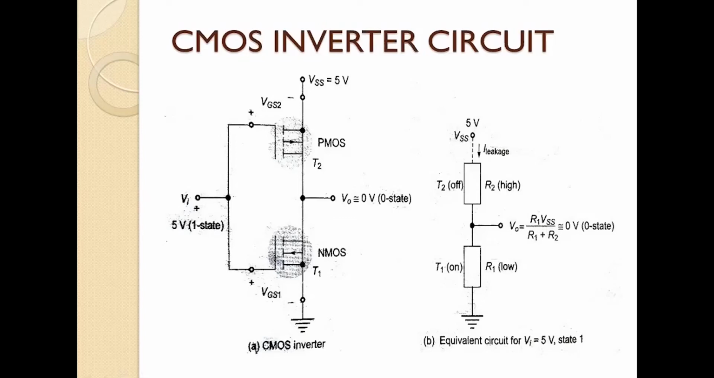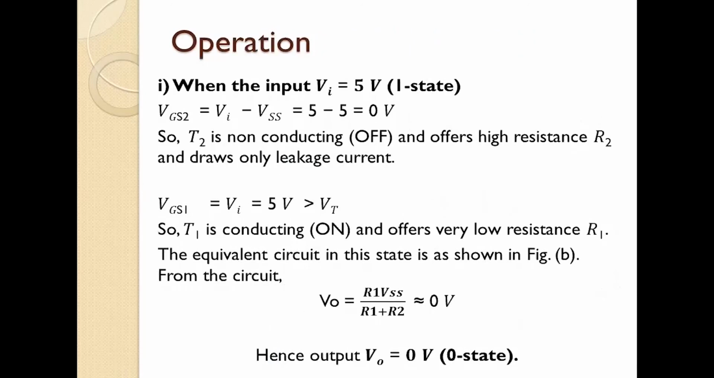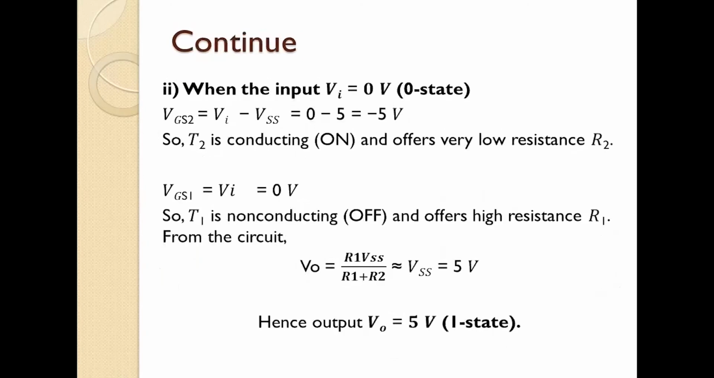What is your input voltage? 5. What is your output voltage? 0. So whatever your input, it gives the inverted output. Hence the output V0 is equal to 0 volt or 0 state. Clear? When the input Vi is equal to 5 volt or 1 state, your output V0 is equal to 0 volt or 0 state. This is your case 1.